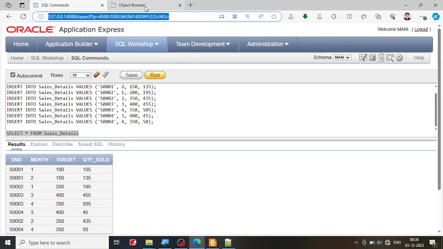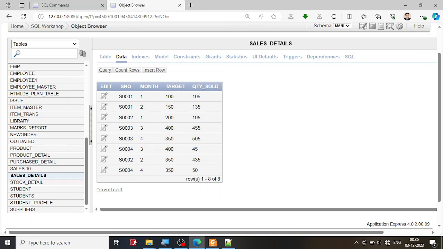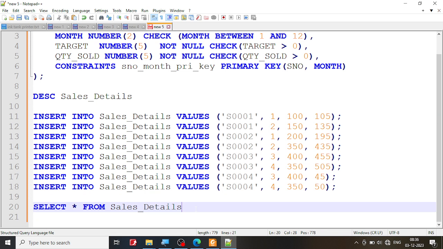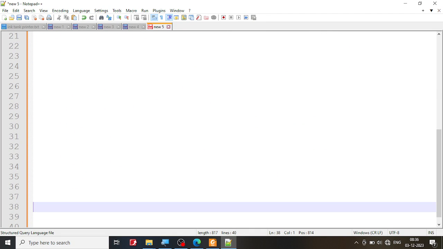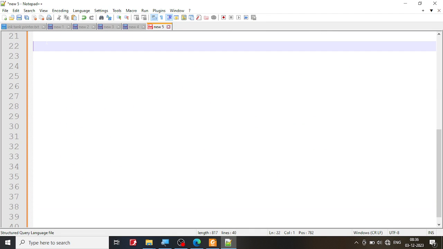Now, what is the meaning of saying total sales? What is the quantity that this person has sold? So what is the total of the quantity that the particular salesperson has sold? That is the meaning of it. So let's go ahead and write that particular query. I'm going to press a few enters over here so that I get a blank slate, and let me start with the total sales.